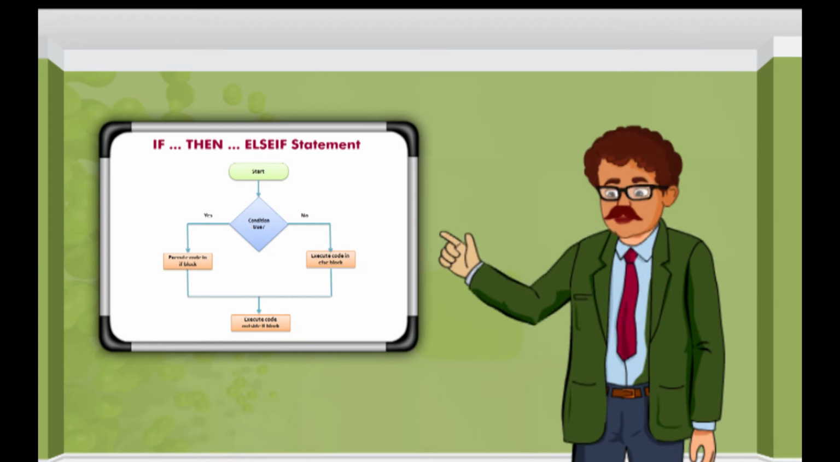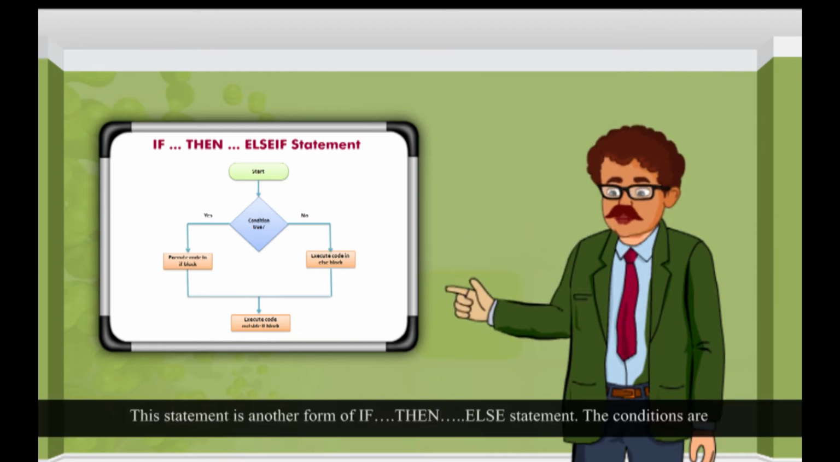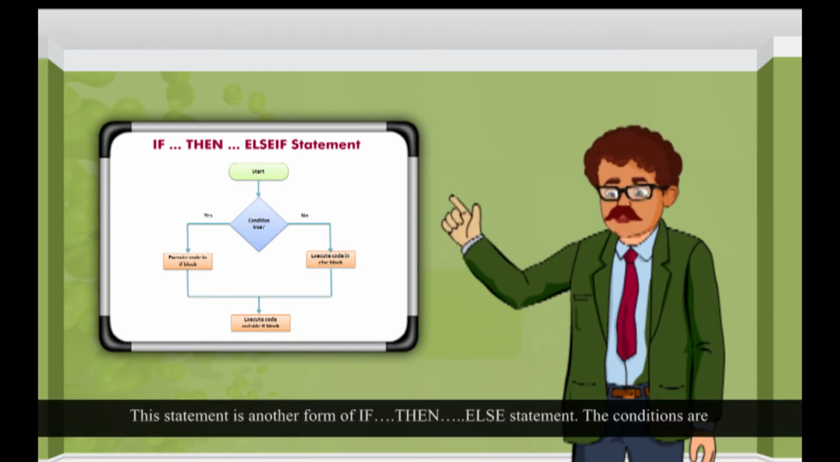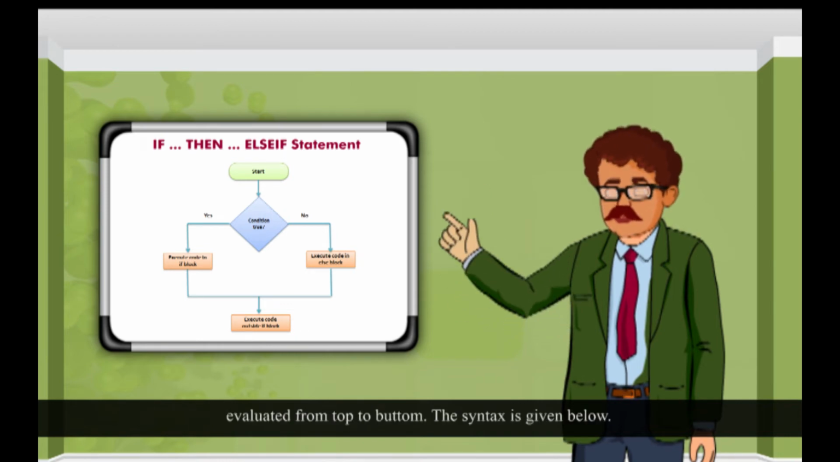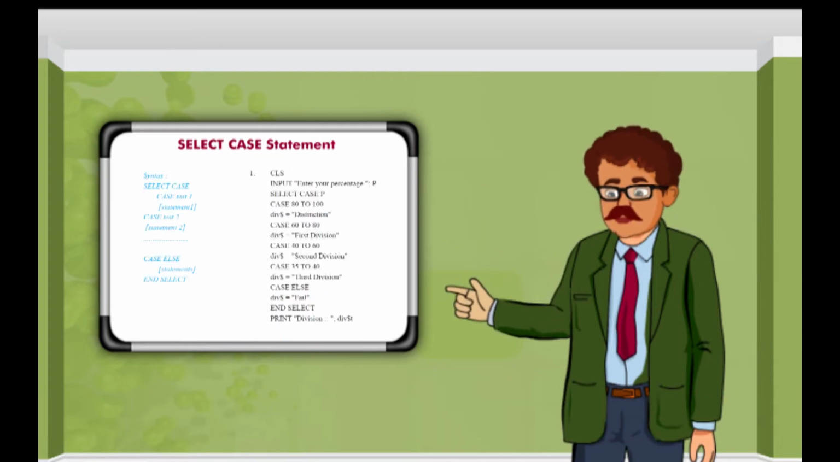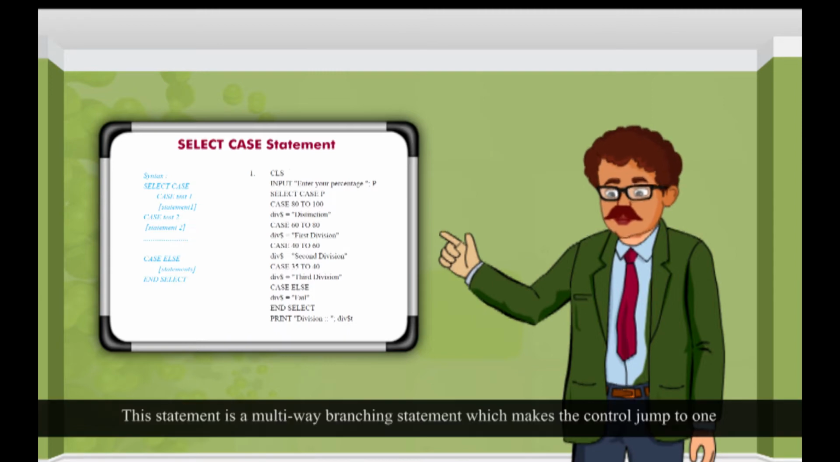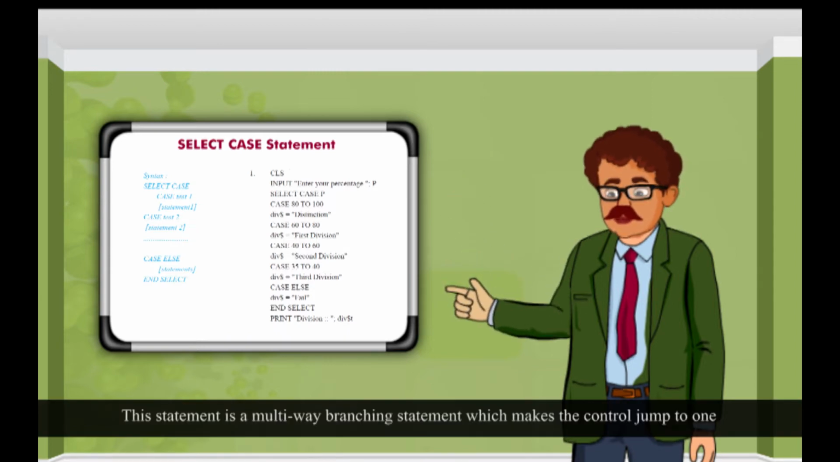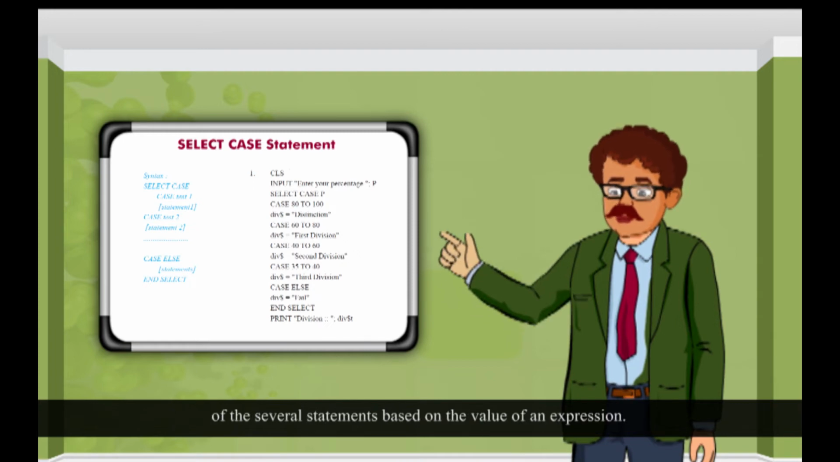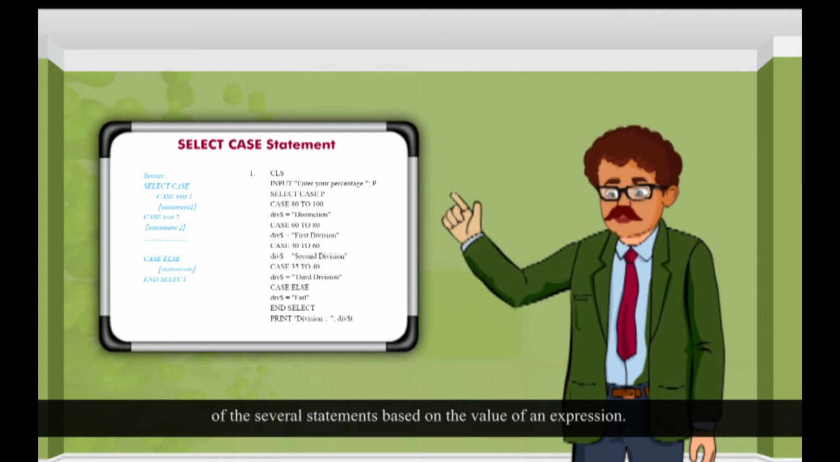If then else if statement. This statement is another form of if then else statement. The conditions are evaluated from top to bottom. The syntax is given below. Select case statement. This statement is a multi-way branching statement which makes the control jump to one of the several statements based on the value of an expression.